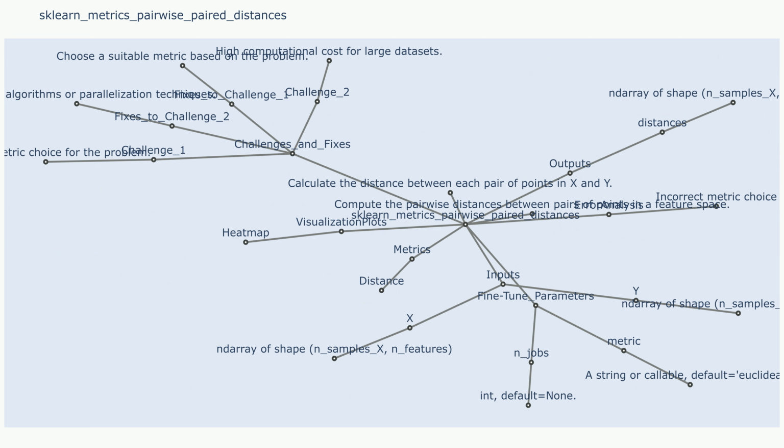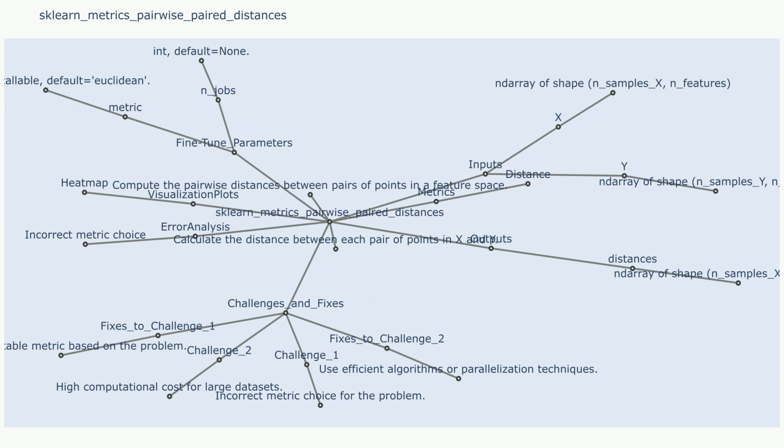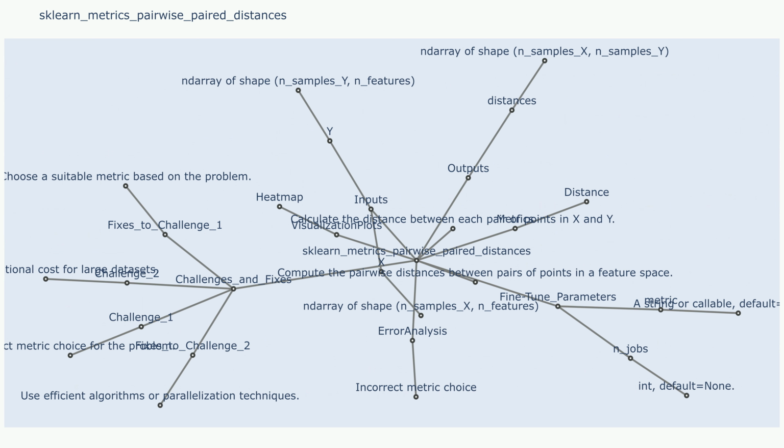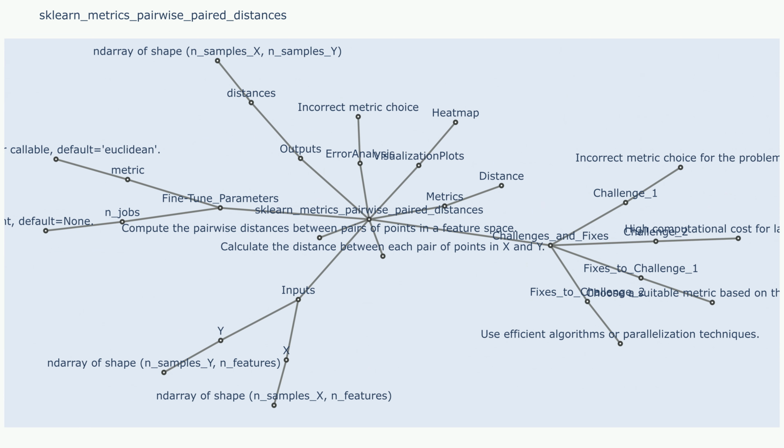Metrics. Euclidean distance measures the straight line distance between two points in multidimensional space. Manhattan distance calculates the sum of absolute differences between corresponding coordinates of 2 points. Chebyshev distance determines the maximum absolute difference between corresponding coordinates of 2 points. Minkowski distance generalizes Euclidean and Manhattan distances with a parameter p, where p=1 is Manhattan distance and p=2 is Euclidean distance.